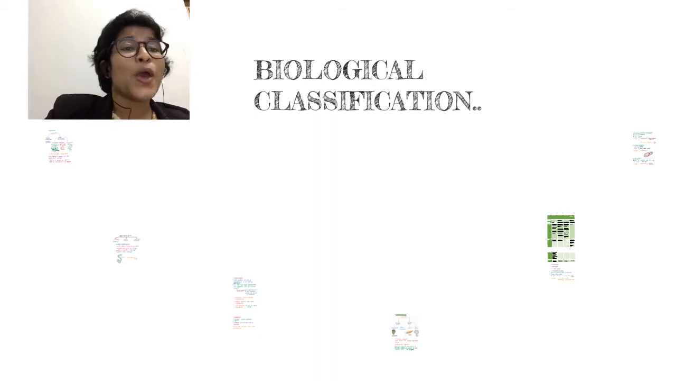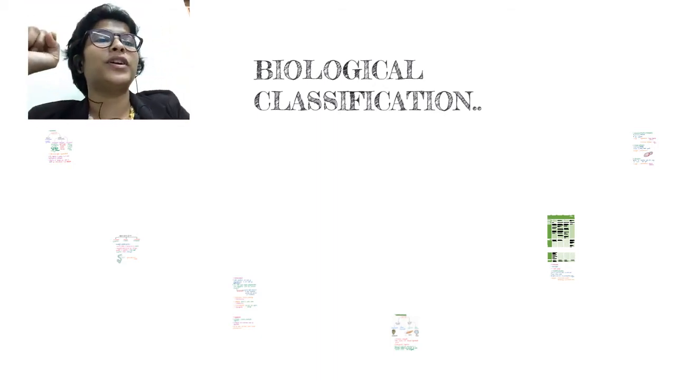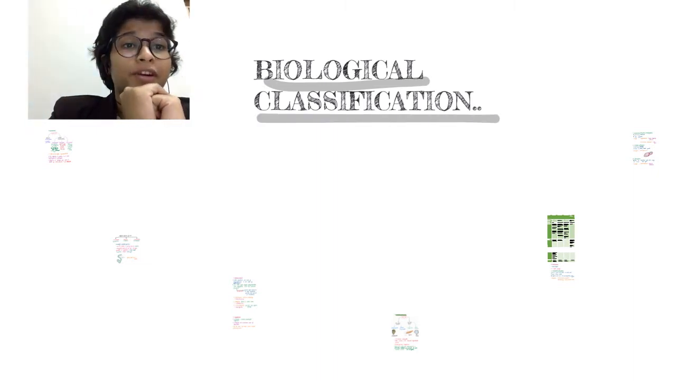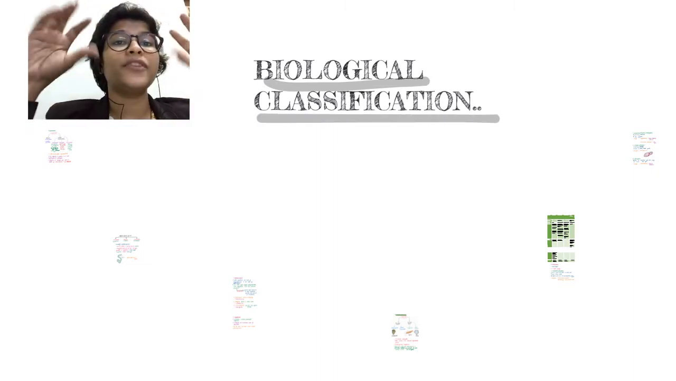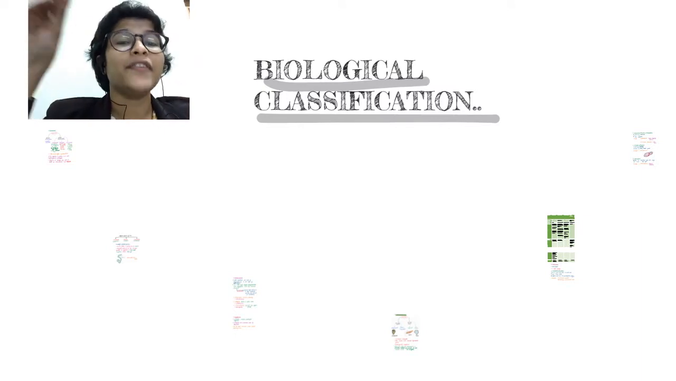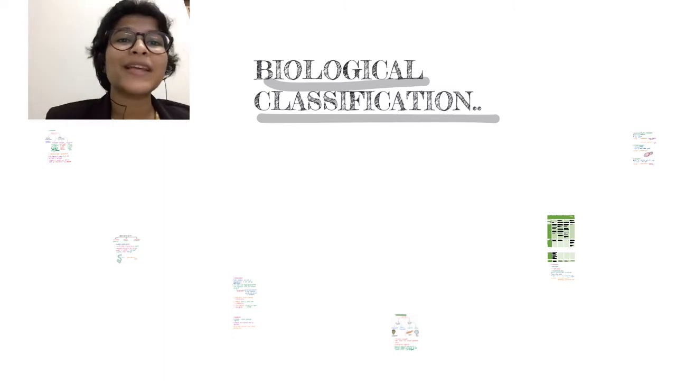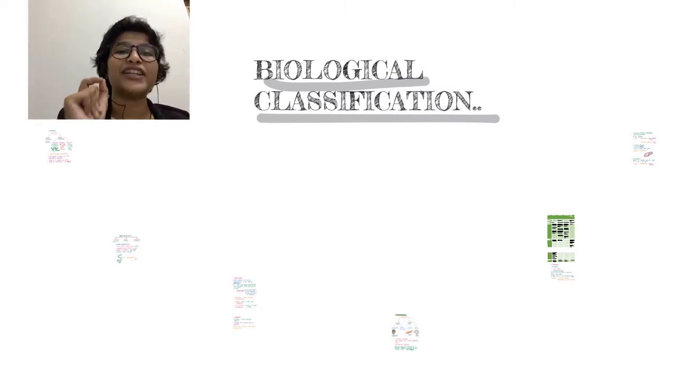Hi guys. So this is our second video on the chapter biological classification. In the first video we've learnt about the 5 kingdom classification. We've at least learned the names of the 5 kingdoms, right? So 5 kingdom classification किसने दिया? R.H. Whittaker.